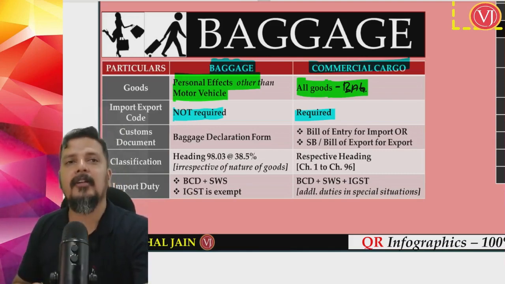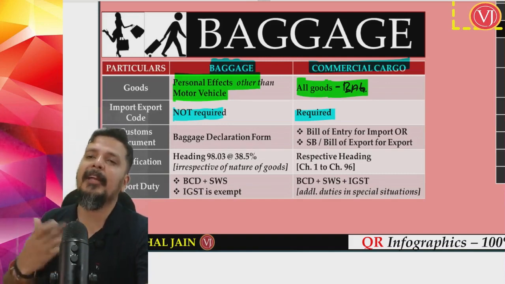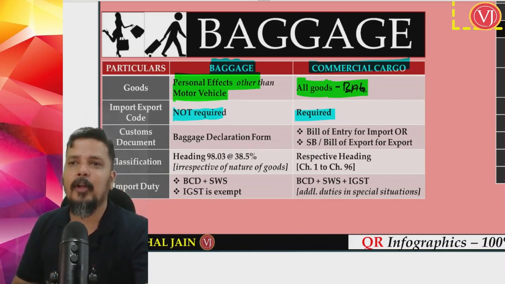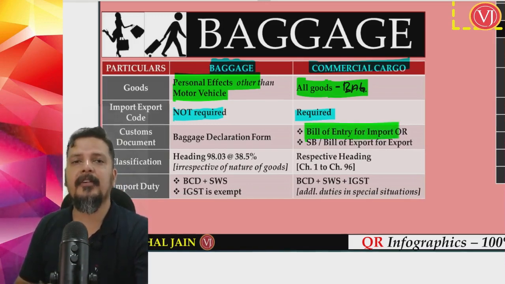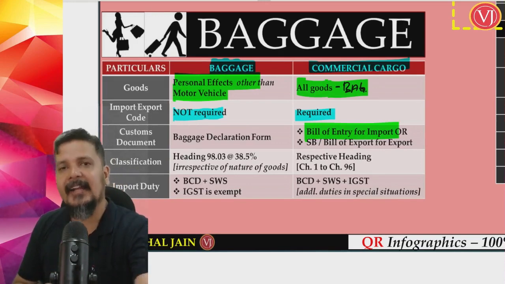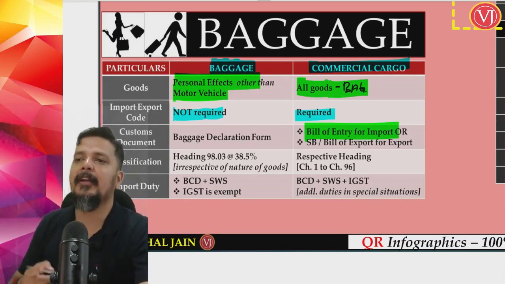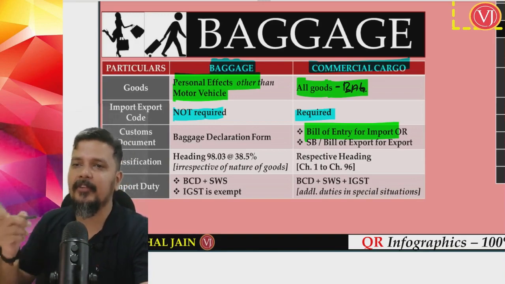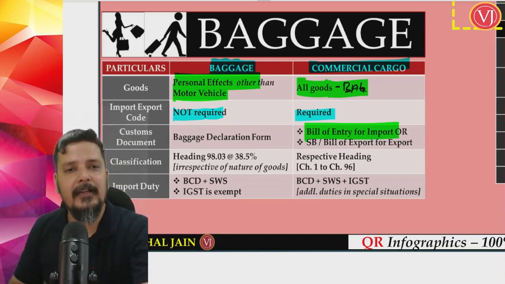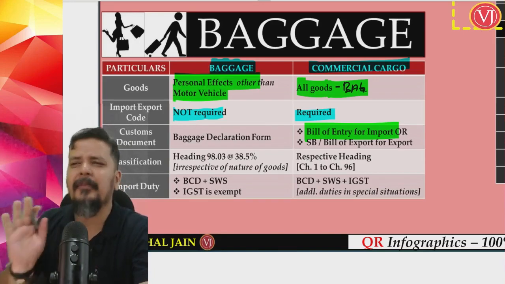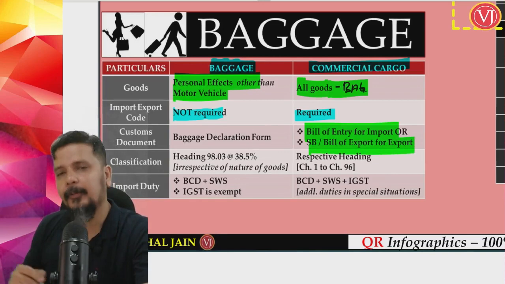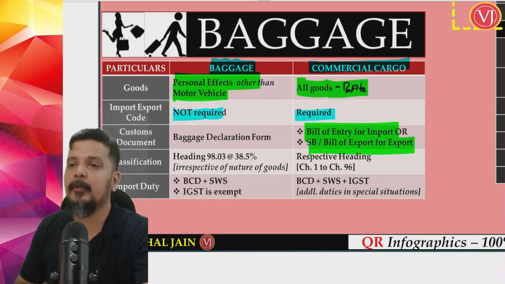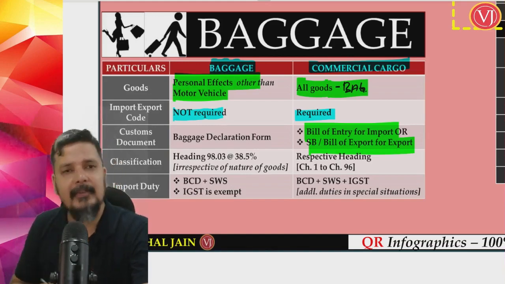Now, when you talk about commercial cargo, what are the main forms for clearing the goods, be it import or be it export? For import, bill of entry. For home consumption, if you're directly clearing it from the customs station, it is a bill of entry. For warehousing, take it from the customs station to the customs warehouse. From there, file a bill of entry for home consumption and take the goods. Bill of entry for import. For export, shipping bill or bill of export. These are the customs documents for importing your goods and exporting your goods.